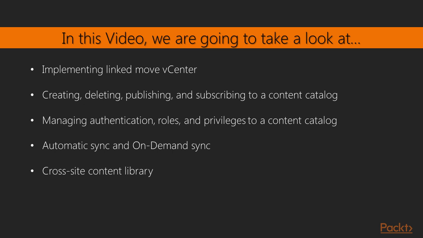We will also take a brief look at authentication, roles, and privileges to a content catalog because it is a little bit different from the way it is done with vCenter. And as a consequence, when we look at some of the details of content catalog, we will be looking at the options we have for automatic syncing of content and on-demand syncing as well. I will also import a few items into our catalogs, and we will see how they are propagated back and forth depending on what options we set. So with that, let's proceed to our lab.